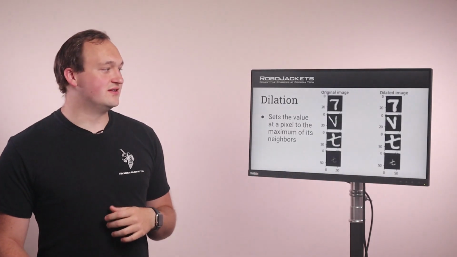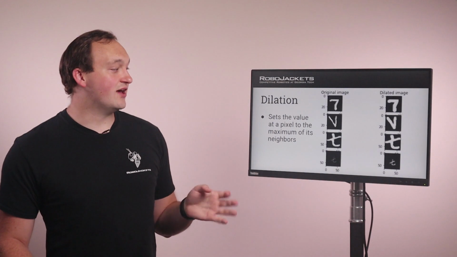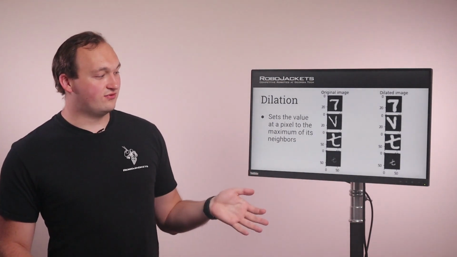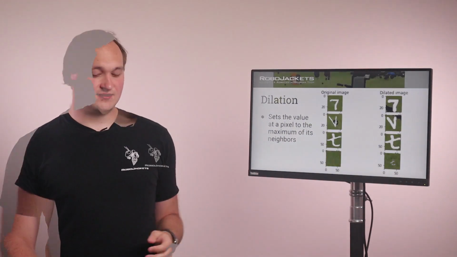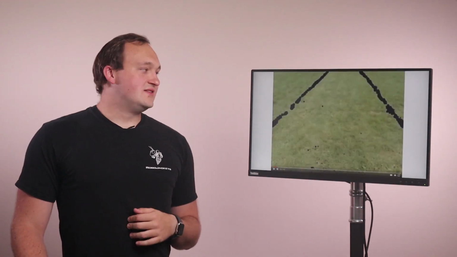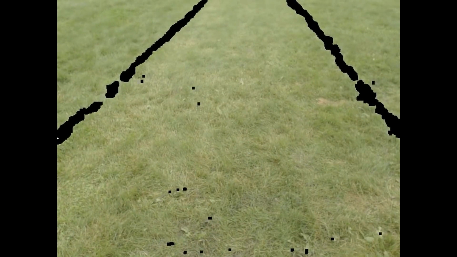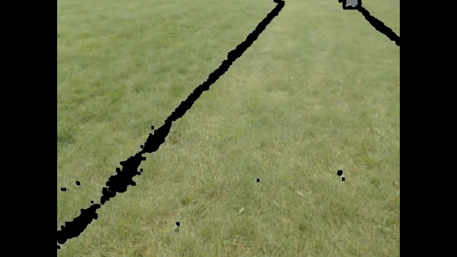The next thing we have is a dilation. A dilation sets the value at a pixel to the maximum of its neighbors. So if we have the exact same images we had before, they essentially increase in thickness. If we apply that to our video, what we can see is we've taken the lines that we had before, which seemed a little thin, and we've thickened them. So now our robot probably has a better determination of where the actual lines are, and as you can see, there are a couple of places where we're able to fill in the values, but whenever there's noise, it completely takes over the entire image.